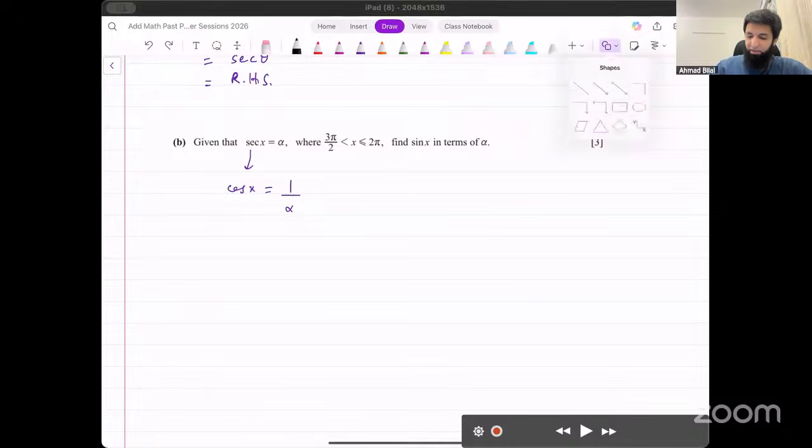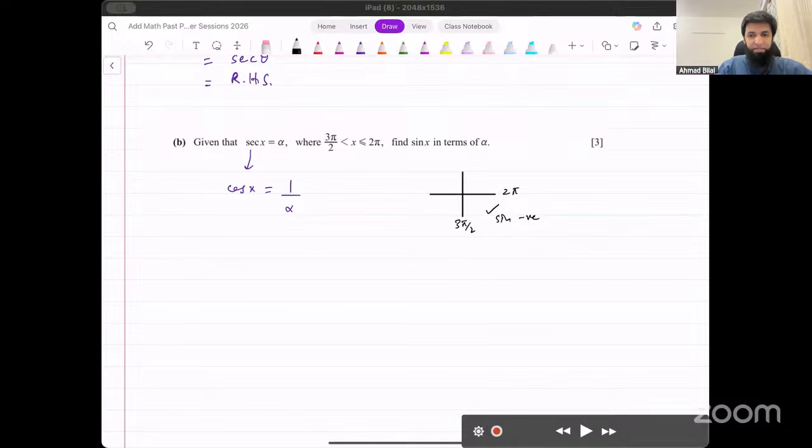But before we do that, let's identify which quadrant x is in. x is between 3 pi over 2 and 2 pi. 3 pi over 2 is here, and this is 2 pi. That means we are in the fourth quadrant, and in the fourth quadrant, remember, sine is negative.